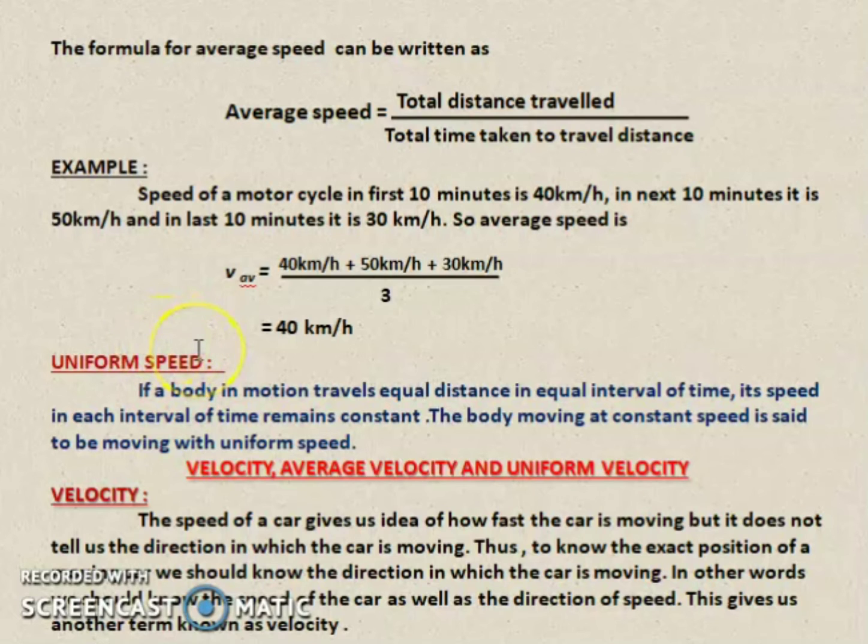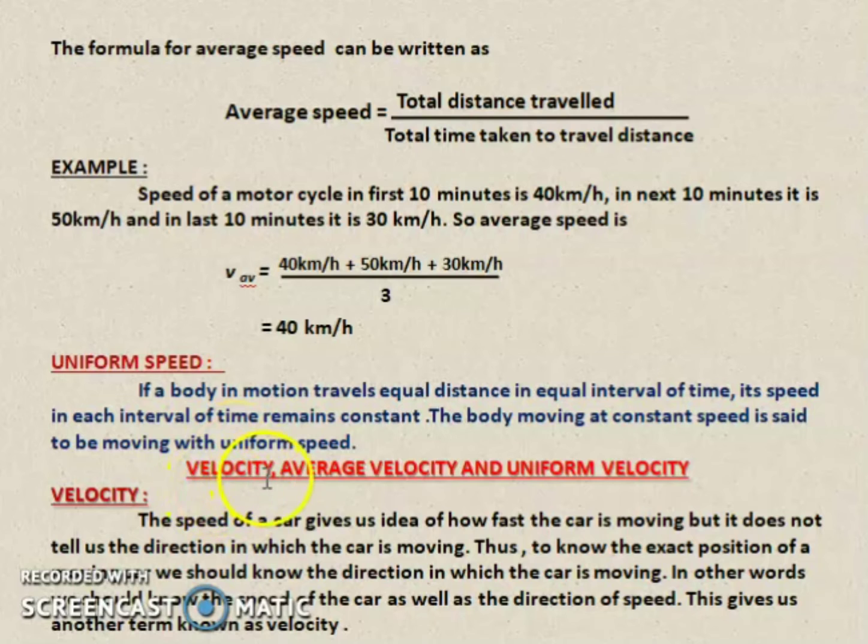Next is uniform speed. If a body in motion travels equal distances in equal intervals of time, its speed in each interval of time remains constant. A body moving at a constant speed is said to be moving with a uniform speed. If a body in motion travels equal distances in equal intervals of time, the speed of the object will remain constant, so we call that a uniform speed.